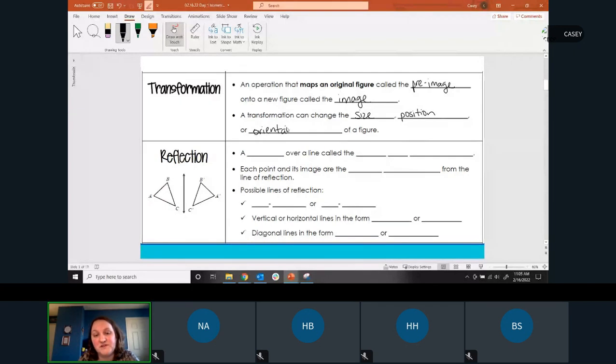So we can make it bigger or smaller. We could move it up, down, left, right. We could flip it.